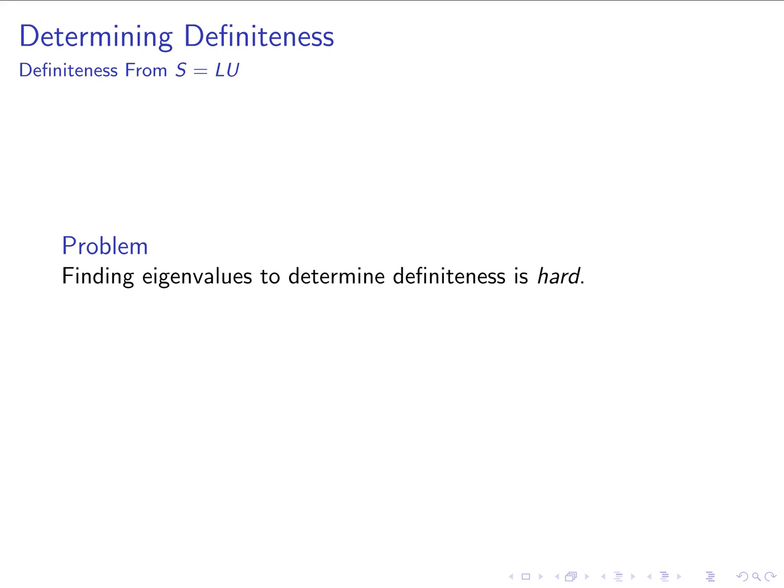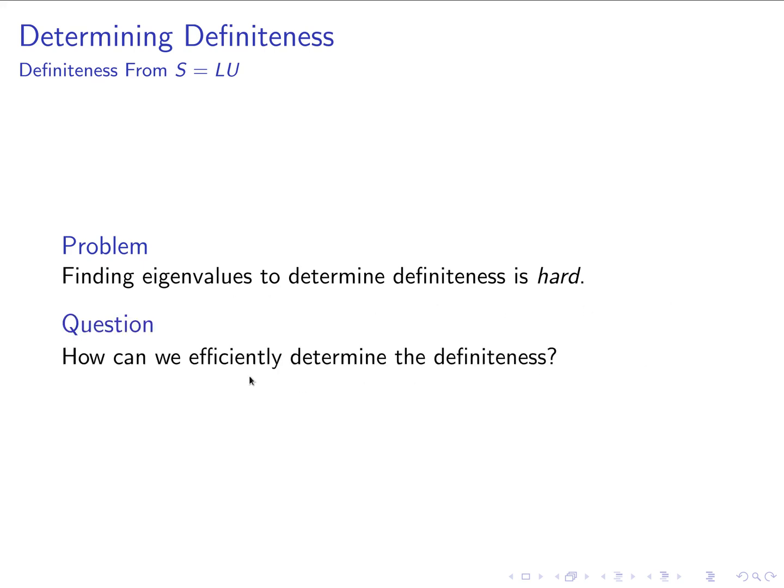Okay, so let's talk about another technique for determining the definiteness of a Hermitian matrix. So the problem here is that the technique we just introduced, which was called completing the square, involves a spectral factorization of the Hermitian matrix representing the quadratic form. But to calculate a spectral factorization, we need to find the eigenvalues of that matrix. And in general, finding the eigenvalues of a matrix is hard.